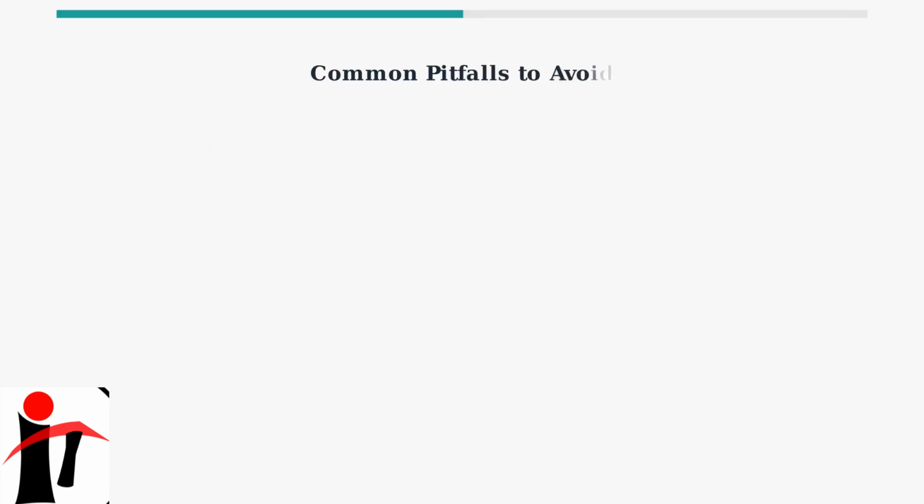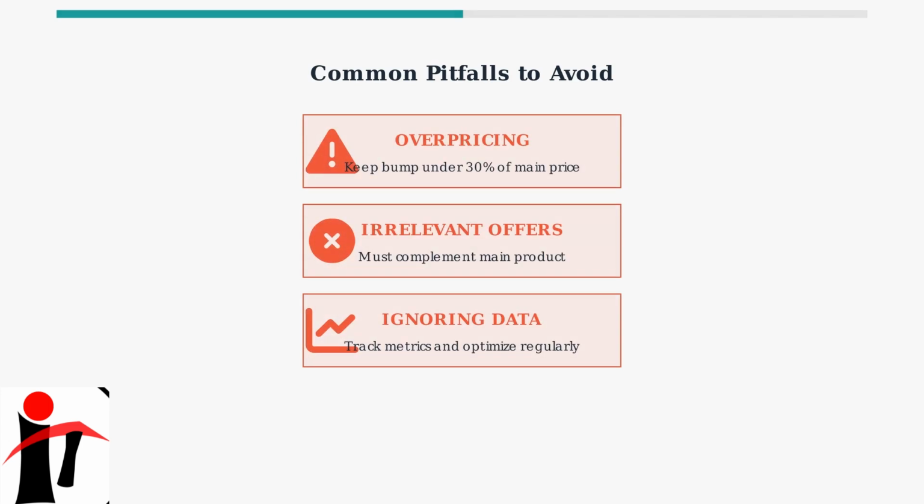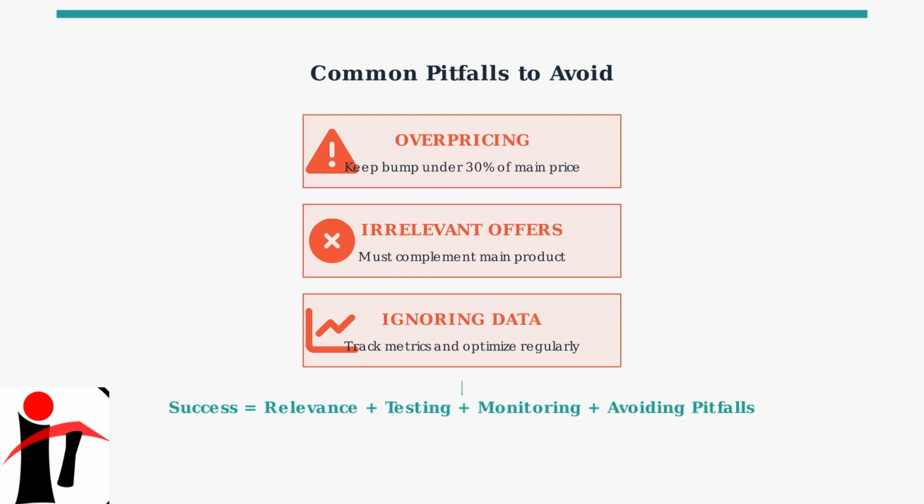Finally, avoid these common pitfalls that can kill your order bump performance. Overpricing relative to the main product and offering irrelevant products are the biggest mistakes that reduce conversion rates. By following these optimization strategies, ensuring relevance, testing systematically, monitoring performance, and avoiding common mistakes, you can maximize your order bump impact and significantly increase your revenue per customer.